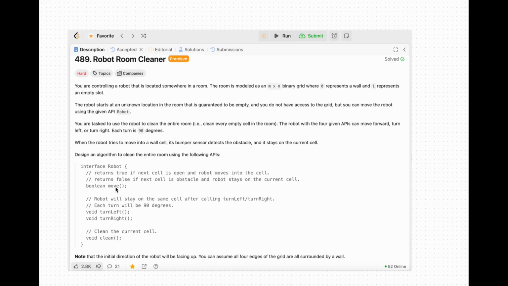It can move one unit in the direction it is facing. It can either turn left or turn right, or it can clean the current cell the robot is present at. Note that we do not know the initial location of the robot, but we do know that the robot is facing up and all the edges of the grid are considered to be a wall.